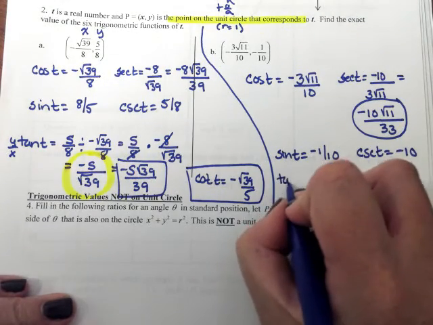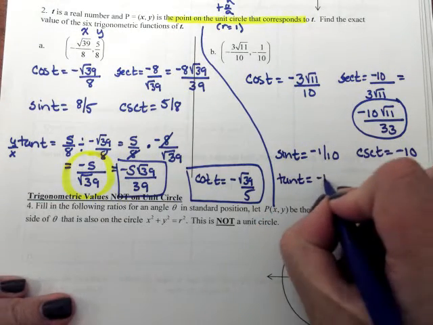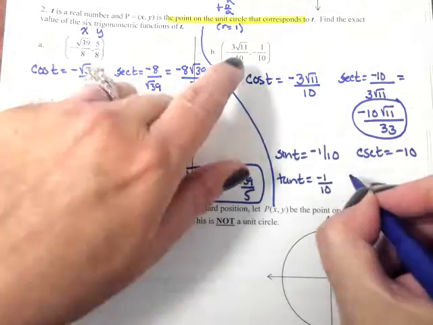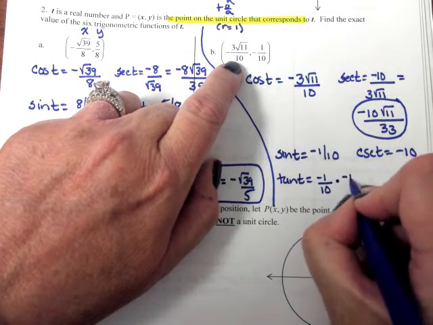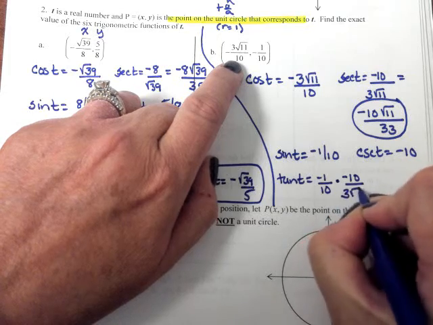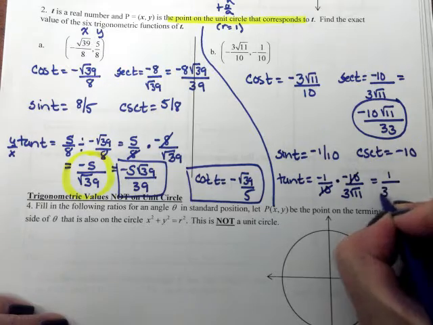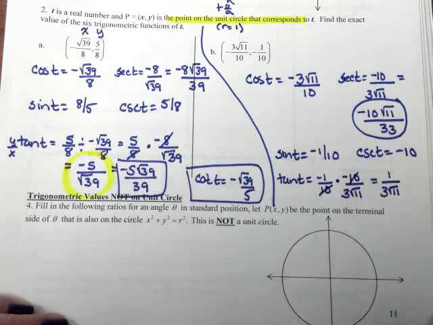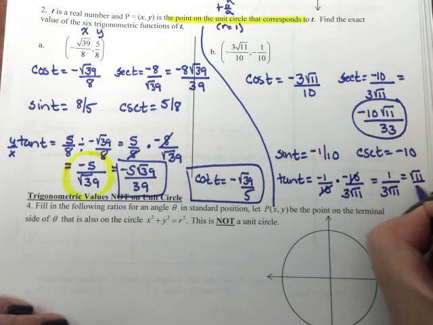Tangent, remember, it's y divided by x. So I'm going to take negative 1/10 and divide it by negative 3 square root 11 over 10, or multiply by the reciprocal. Again, those 10's cancel. So that's going to be 1 over 3 square root 11, because a negative times a negative is a positive. And then I'm going to rationalize. That's going to be square root of 11 over 33.